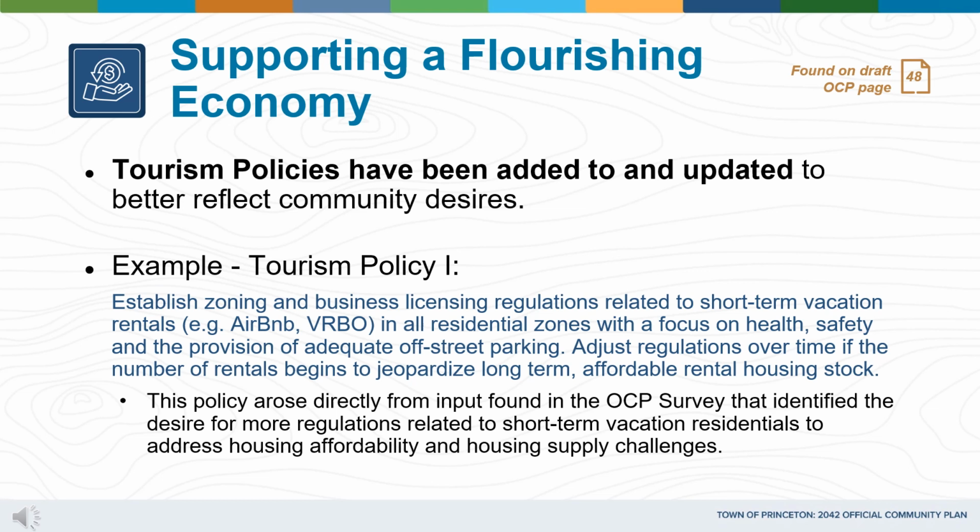One example to highlight is Tourism Policy I: establish zoning and business licensing regulations related to short-term vacation rentals, for example, Airbnbs and Vrbo, in all residential zones with a focus on health, safety, and the provision of adequate off-street parking. Adjust regulations over time if the number of rentals begins to jeopardize long-term affordable rental housing stock. This policy arose directly from the input found in the OCP survey that identified the want for more regulations related to short-term vacation rentals to address housing affordability and housing supply challenges.